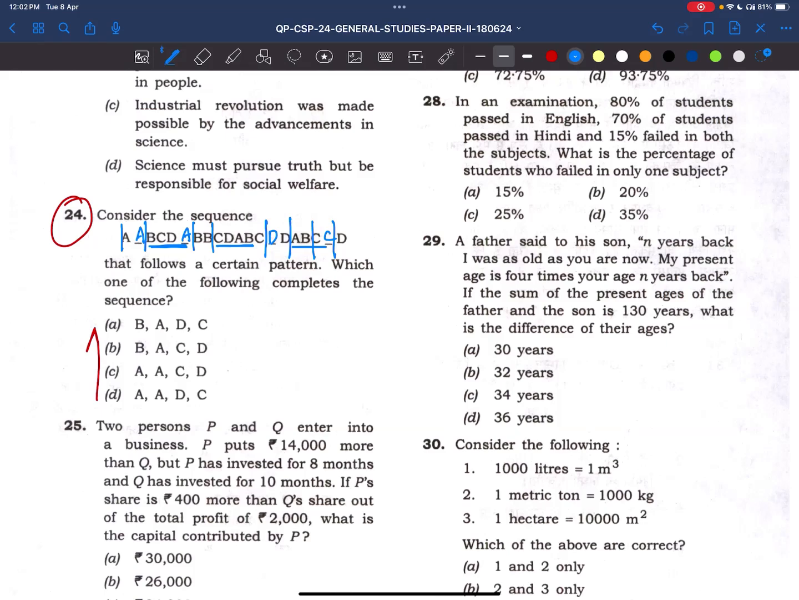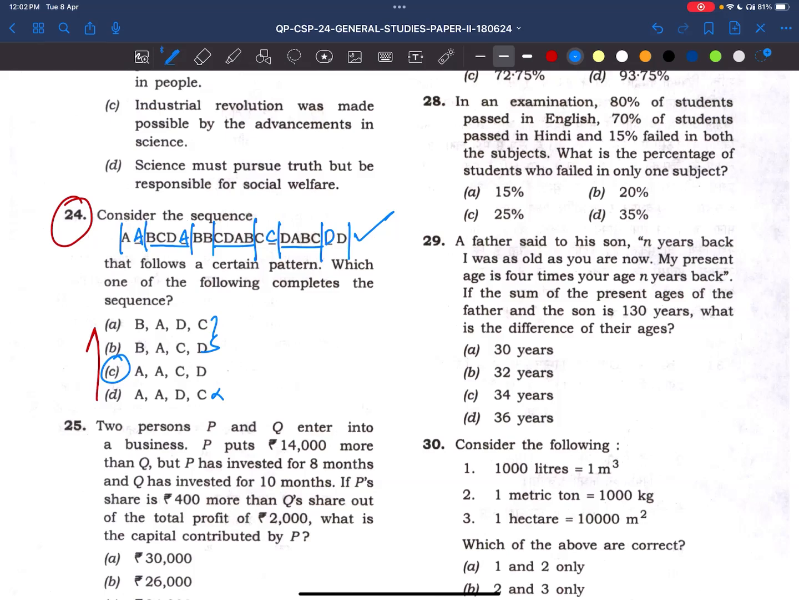So here we couldn't find any specific sequence, right? So it can be option D. Now let's go to option C: A, B, C, D, A. Next, B, C, D, A, B. Next, C, D, A, B, C, D. See here, we could get some sequence, right? So the answer is C. Please check these two options on your own.